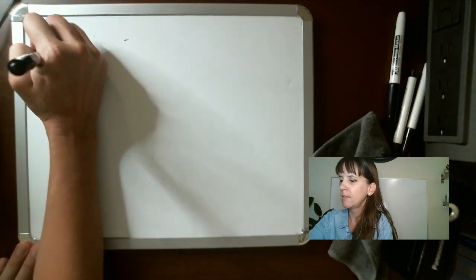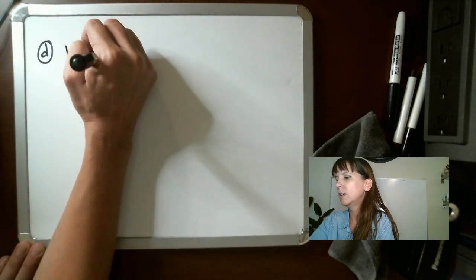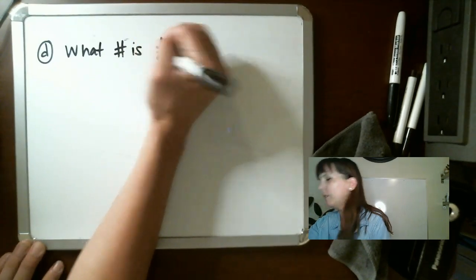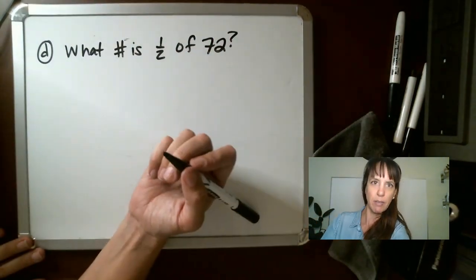All right, so let's take a peek at some of these other guys here. I'm just breaking things here, guys, it's fine. All right, so for D, what number is 1/2 of 72? Again, mathematically speaking, this is how we're going to set this guy up.